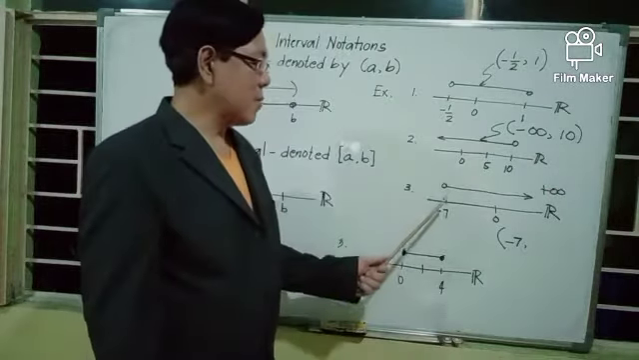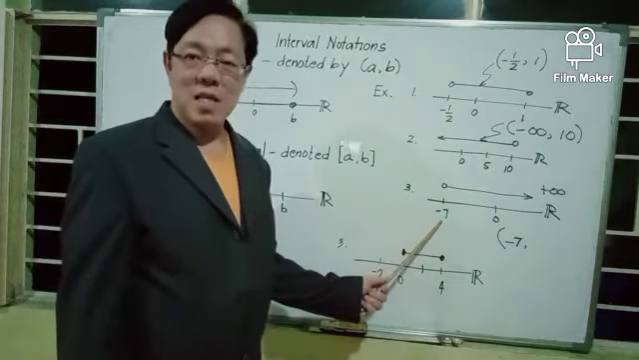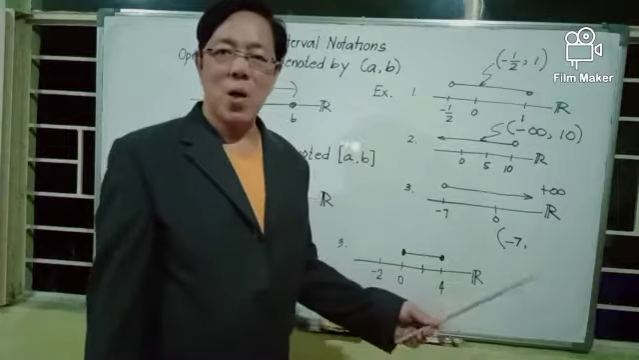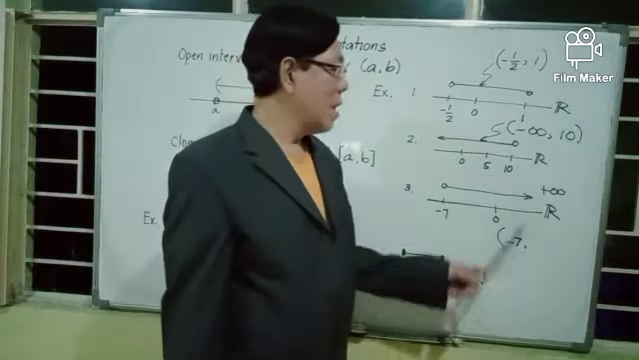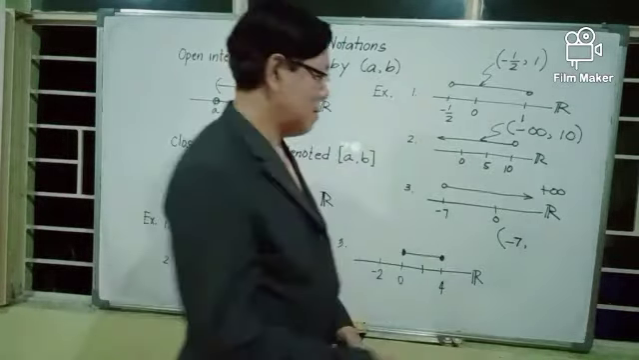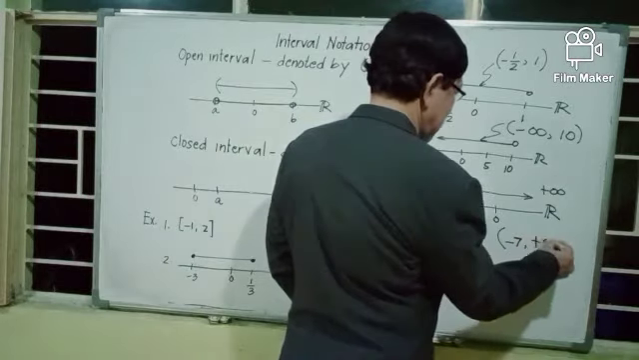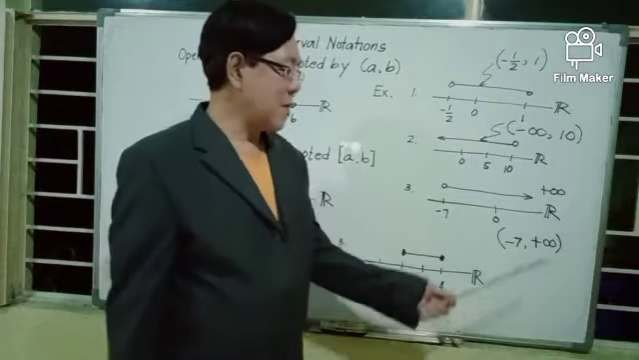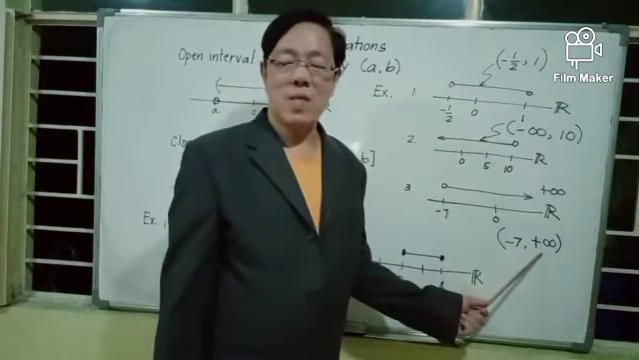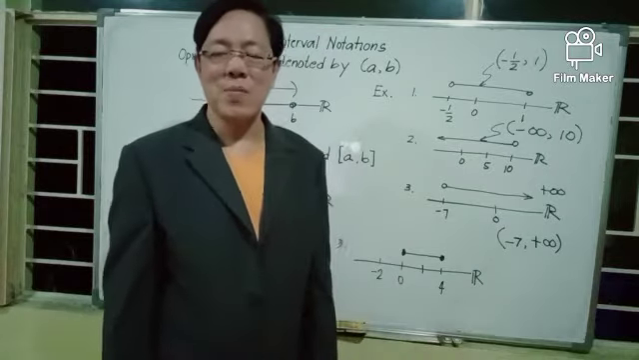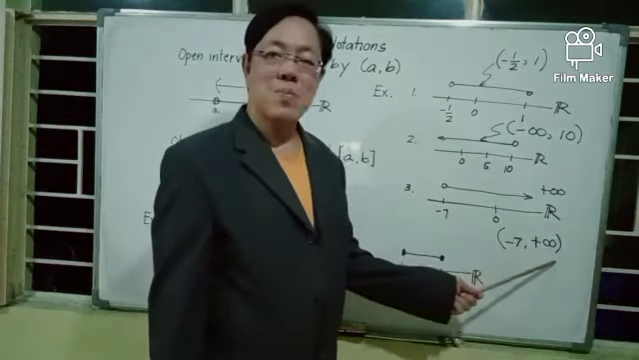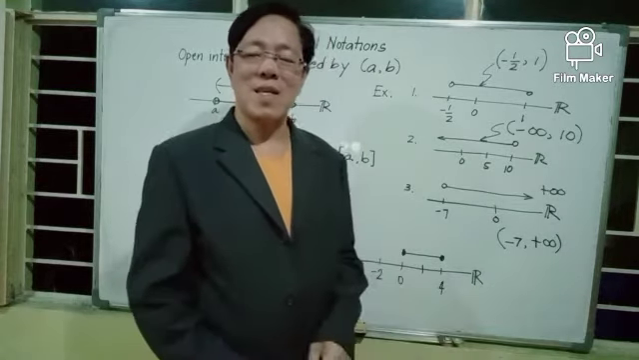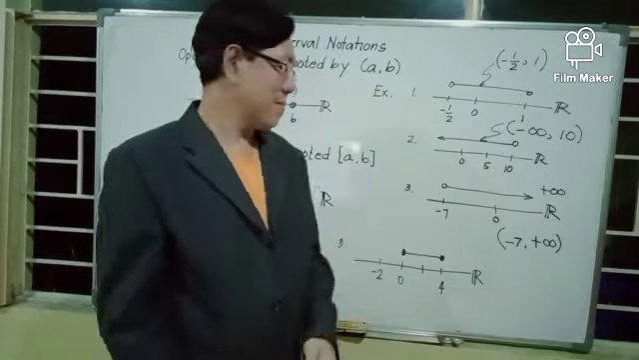Hence, the set of real numbers greater than negative 7 is represented by the open interval from negative 7 up to positive infinity. And because positive infinity is not actually a real number, it is only a symbol representing a very large positive real number, we write a close parenthesis, which means that positive infinity is not included in the set.